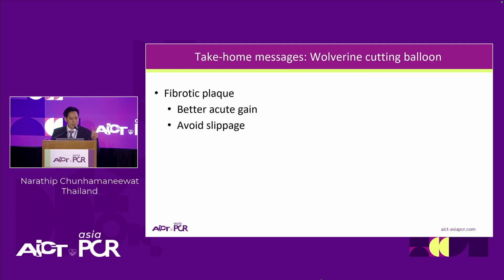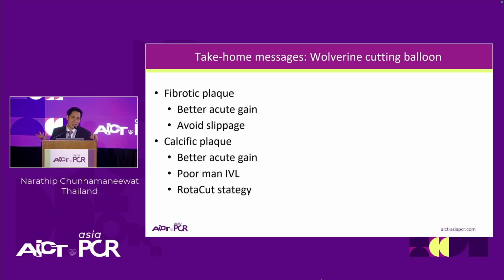I believe that in some fibrotic plaque, sometimes it is hard, sometimes it is tough. In that situation, with a cutting balloon, you get bigger gain compared with a regular balloon. And sometimes you see a lot of slippage in very tough plaque, so the cutting balloon would fix this problem. And also in calcific plaque, again, you get more luminal gain, more calcium fracture, and better stent expansion.